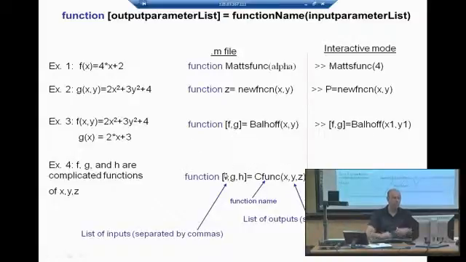So the important thing is that the way it's structured, the first line is function, outputs in brackets separated by commas, is equal to the name of your function, and then inputs in parentheses separated by commas. And these variables here are used inside the function file. So x, y, and z are obviously used to calculate f, g, and h. When I call it, these variables don't have to be the same as those, but they correspond to those, right?